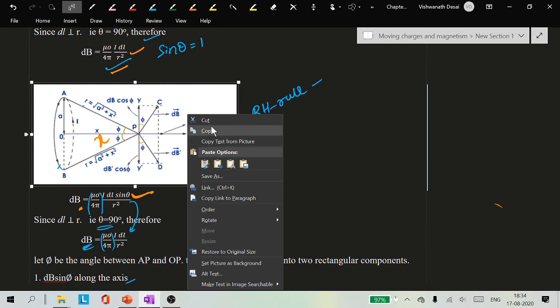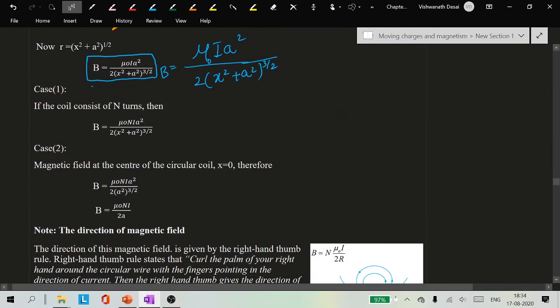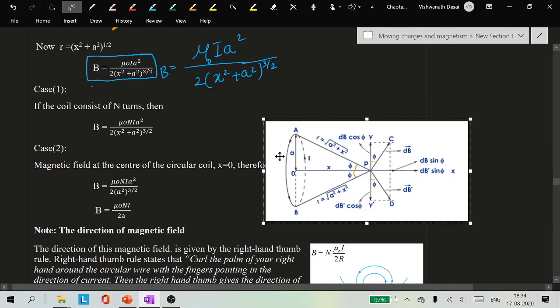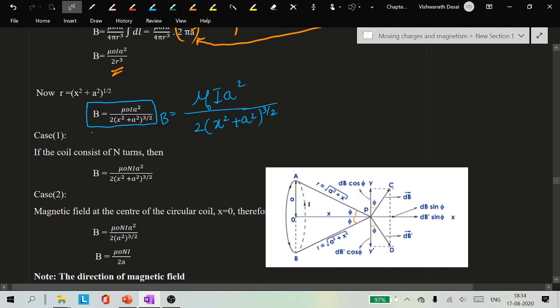So the same diagram I will just copy and paste it here. So here we found the magnetic field, the magnetic field at this particular point due to this entire circular coil. So that equation we got here. So what is here mu naught? Mu naught represents this coil is present in air or vacuum, and I is the current flowing through this circular coil, and A is the radius of the coil. And what is X? X is the distance where we are finding the magnetic field from the center of the coil, from O to point P, that is X.